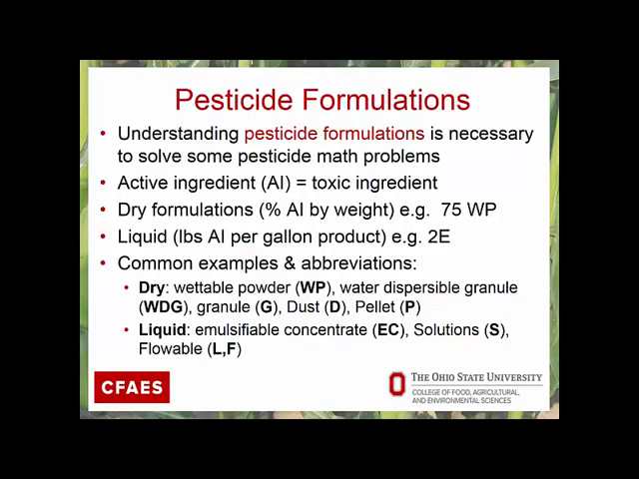Now, understanding pesticide formulations may be required for some types of pesticide calculations, and we're going to see how this works in the next few slides. All pesticide products must disclose the active ingredient or toxicant. So with your dry formulations, sometimes right in the formulation name, it will tell you what the percent active ingredient is by weight. For example, a 75 wettable powder formulation contains 75% active ingredient by weight.